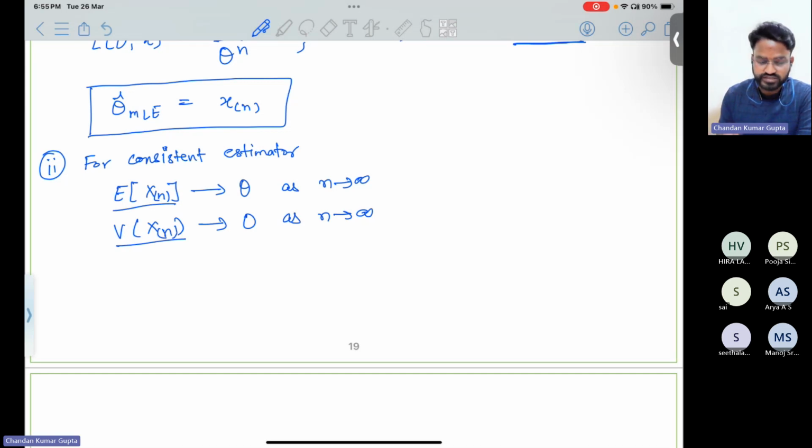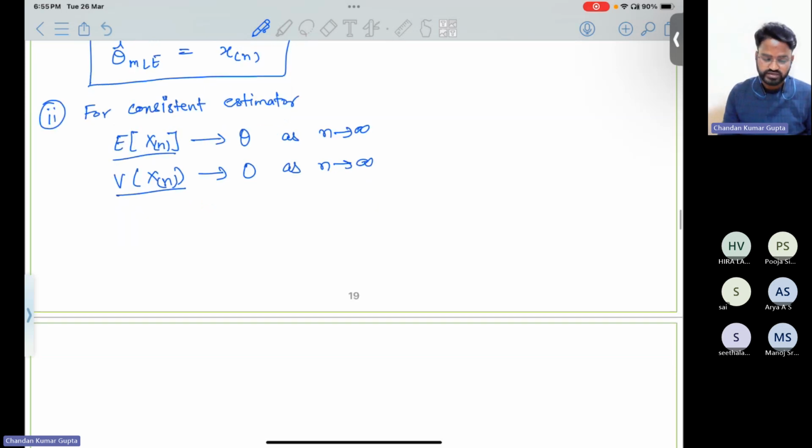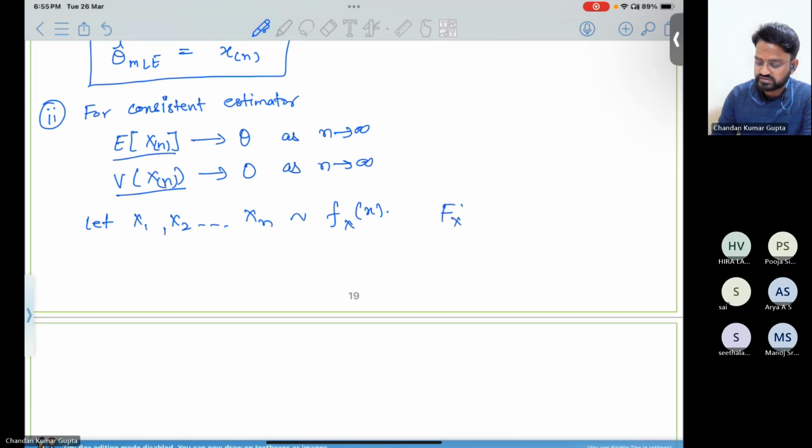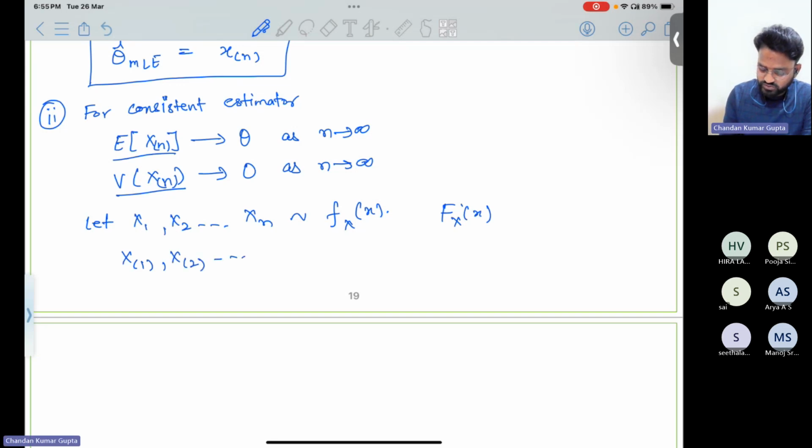And before calculating this, we need to find the distribution of Xn, na? Because in ordered statistics, the larger or the maximum of Xi has a different distribution. The minimum, the joint, the marginal, everything has a different kind of distribution. Okay, and for the larger case, suppose let X1, X2 up to Xn follow fX of x, and the CDF is capital FX. Okay, then X1, X2, Xn, these are ordered statistics.